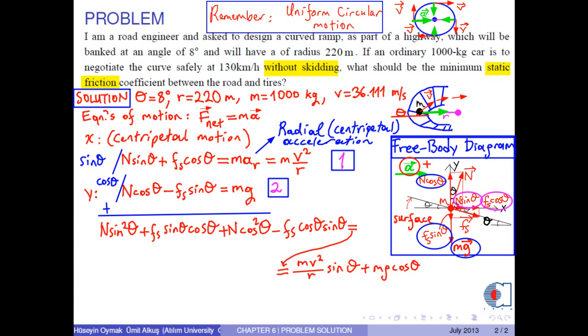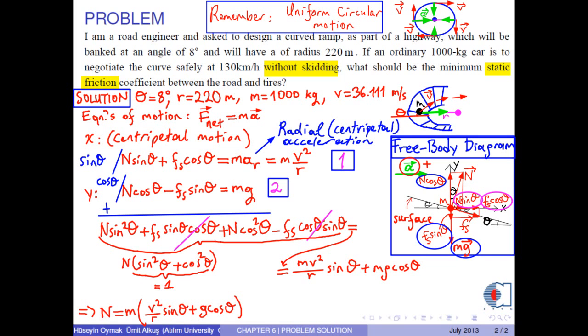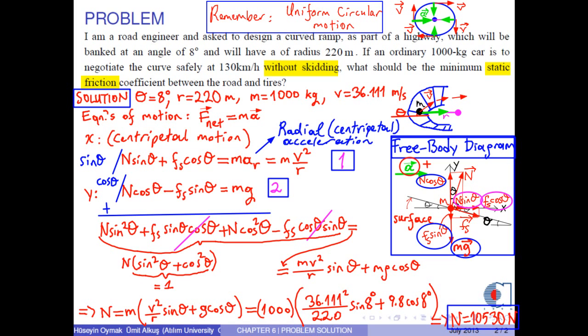on the left-hand side, the term Fs times sine theta times cosine theta is gone, so we are left with N times sine theta squared plus cosine theta squared. Here we know that sine theta squared plus cosine theta squared is equal to 1. As a result, we obtain an expression for the normal force N as, with the numerical values, we obtain the normal force N as 10,530 newtons.